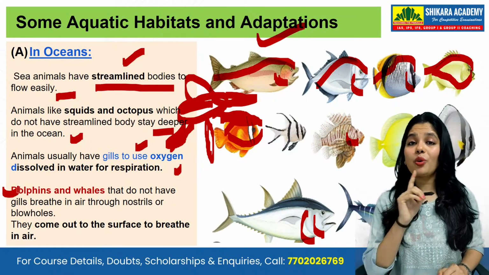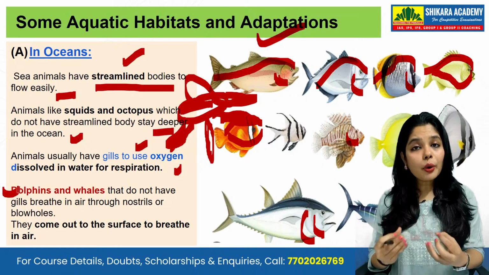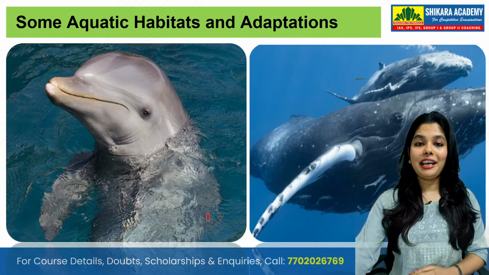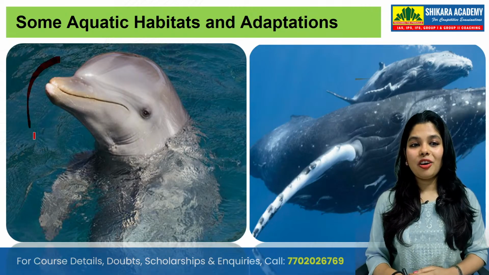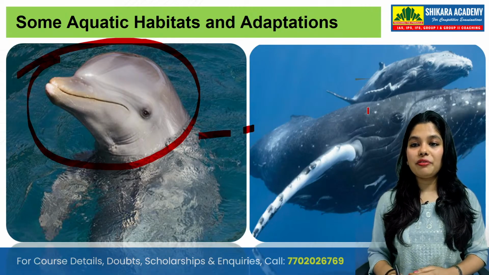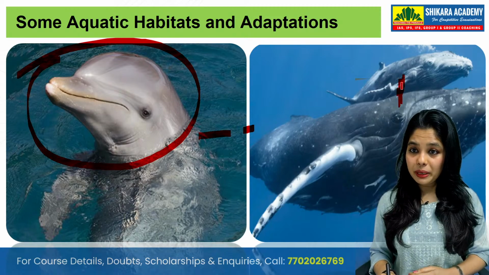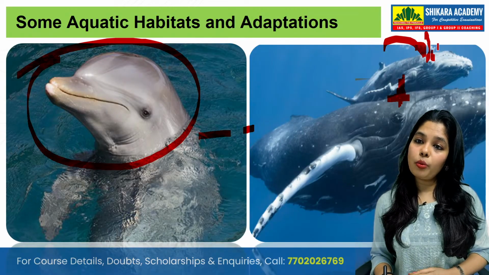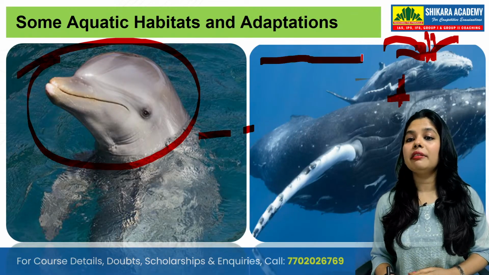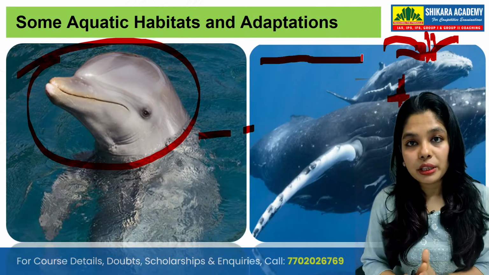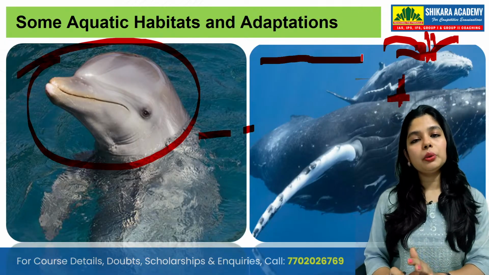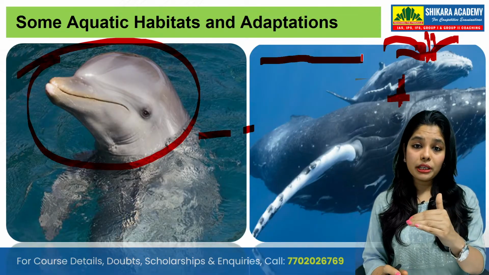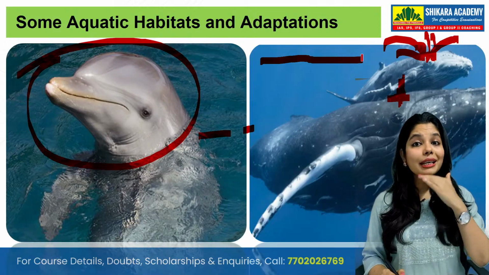Dolphins and whales do not have gills. So what do they do? How do they take oxygen in the water? They come to the surface to breathe air. Yes, the dolphin is coming on the water surface, and these whales have a hole over here, and they come to the water surface and then they breathe. So here you can see how there are different kinds of organisms. Not all organisms have a streamlined body. Not all organisms have gills to take oxygen.